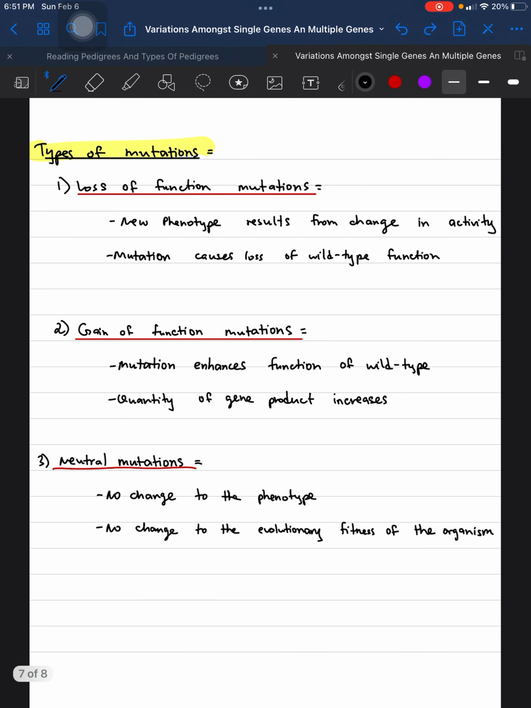Now, types of mutations. There are some more types of mutations, where the first one is the loss of function mutation, where a new phenotype results from a change in activity, and the mutation causes loss of wild type function. Gain of function mutation means that the mutation enhances function of the wild type. Neutral mutation, there's no change in the phenotype.